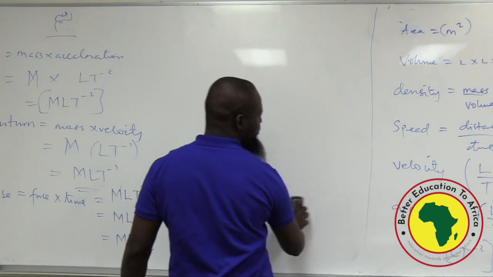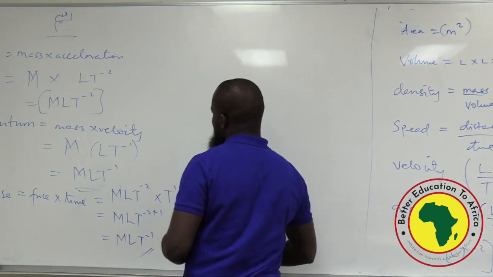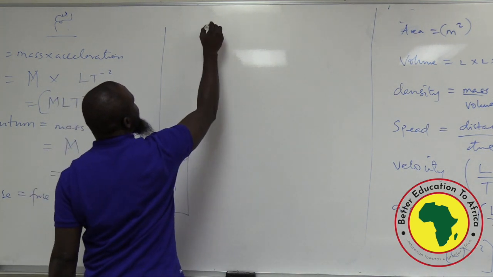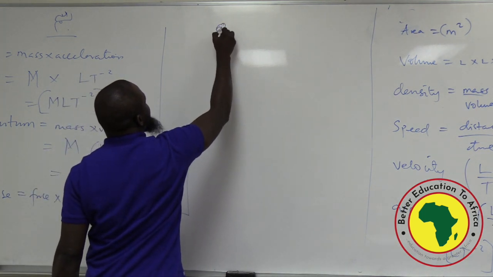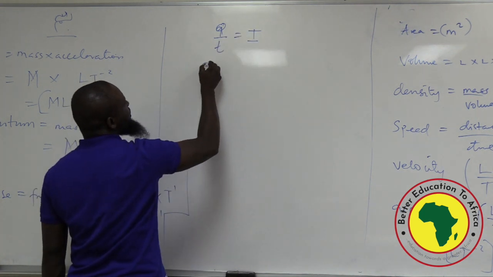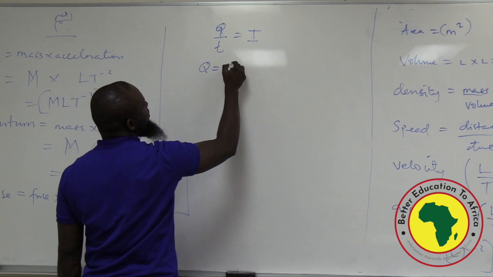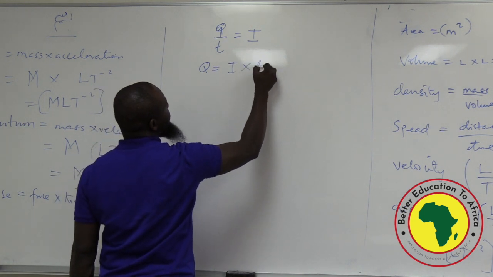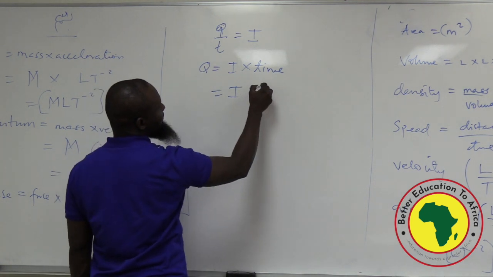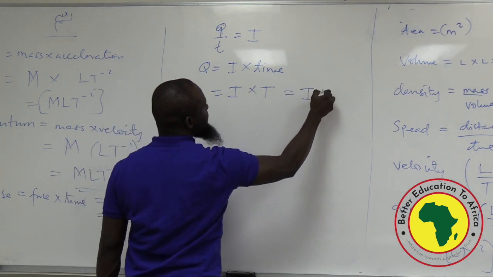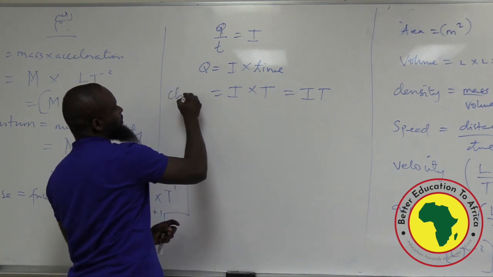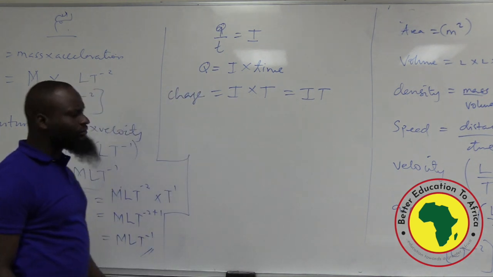We have dimensions of a lot of things. Dimensions for electric charge: electric charge over time is defined as electric current. So what is the dimension for electric charge? Charge is current times time. Electric current has dimension I, times time T. So IT is the dimensions of electric charge.